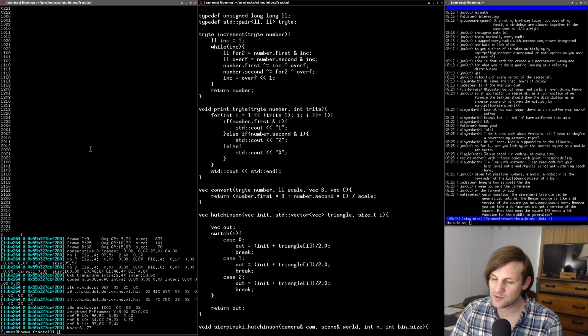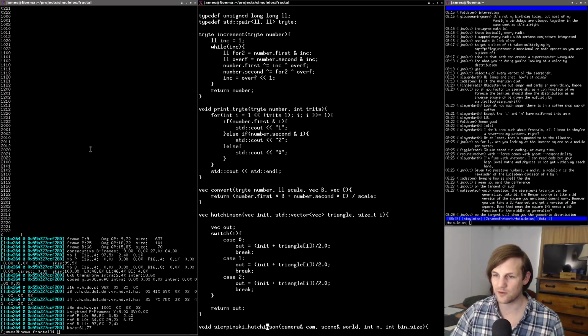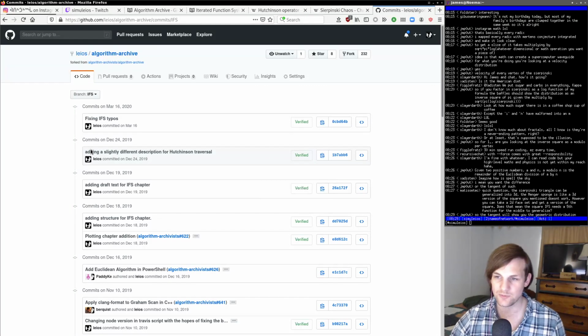Quick question. The Sierpinski triangle can be generalized into 3D. The Menger sponge is like a 3D version of the square that you mentioned doesn't work. However, you can take a 2D face set and get a version of the square. Does that mean the IFS needs to be a fifth function? Needs a fifth function for the middle to be generalized?